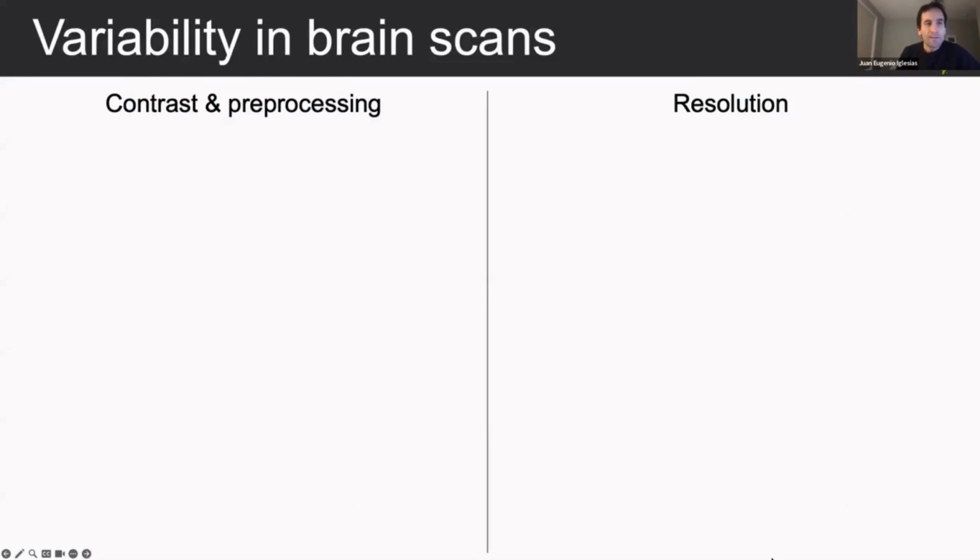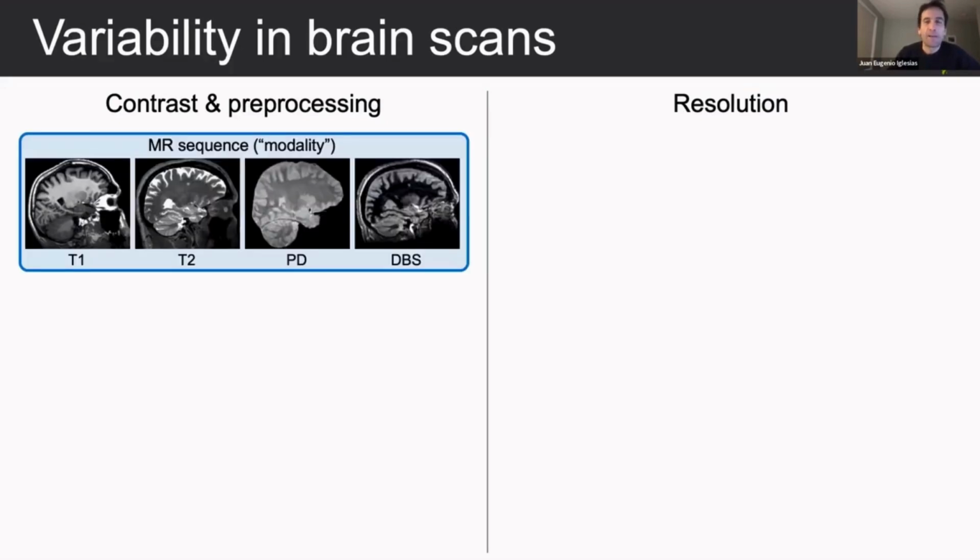Now, to do that, there's a bunch of problems. But the number one problem is the variability in the appearance of the brain scans. So the first axis of variation is the MRI contrast, the MRI sequence. Some people would call it MRI modality. You could have, for example, a T1 weighted scan, like this one here, T2 weighted, proton density weighted, or even this deep brain stimulation type of sequence.